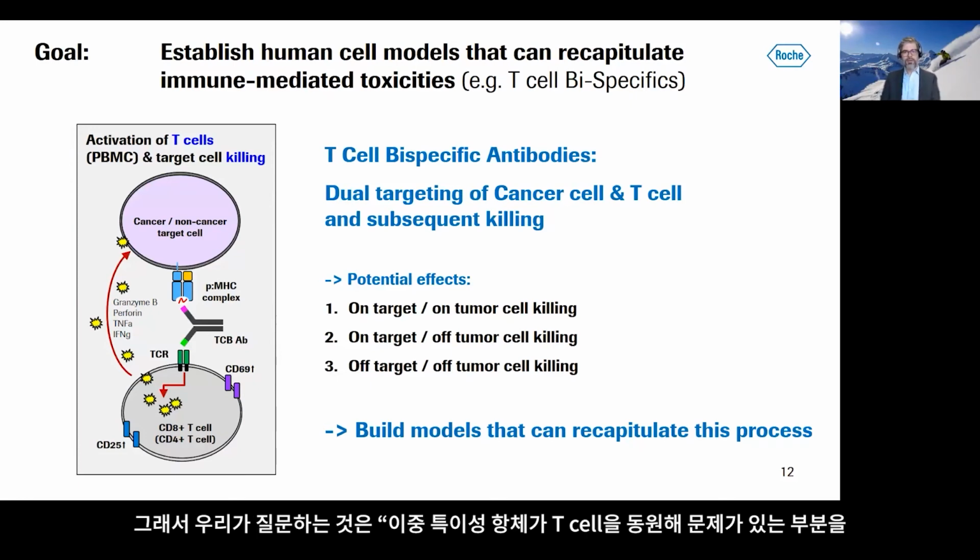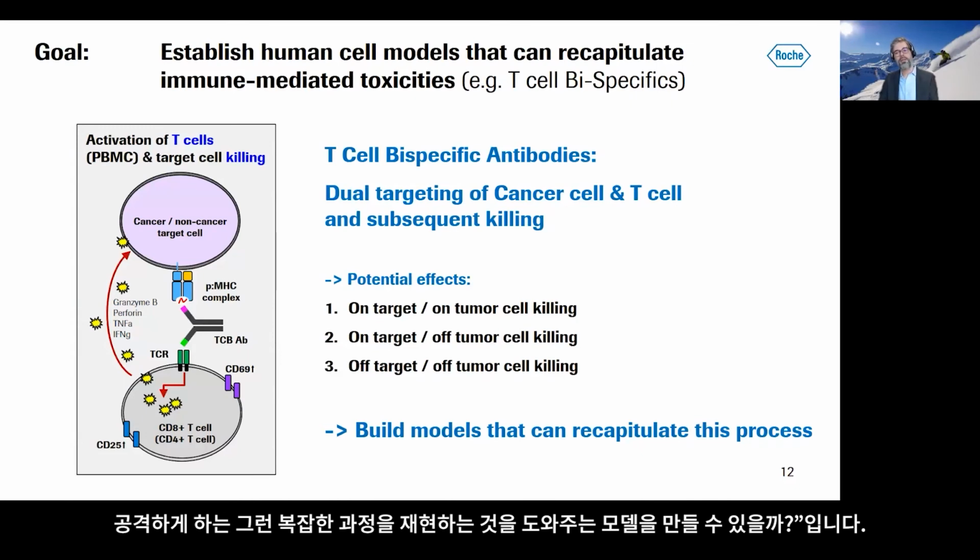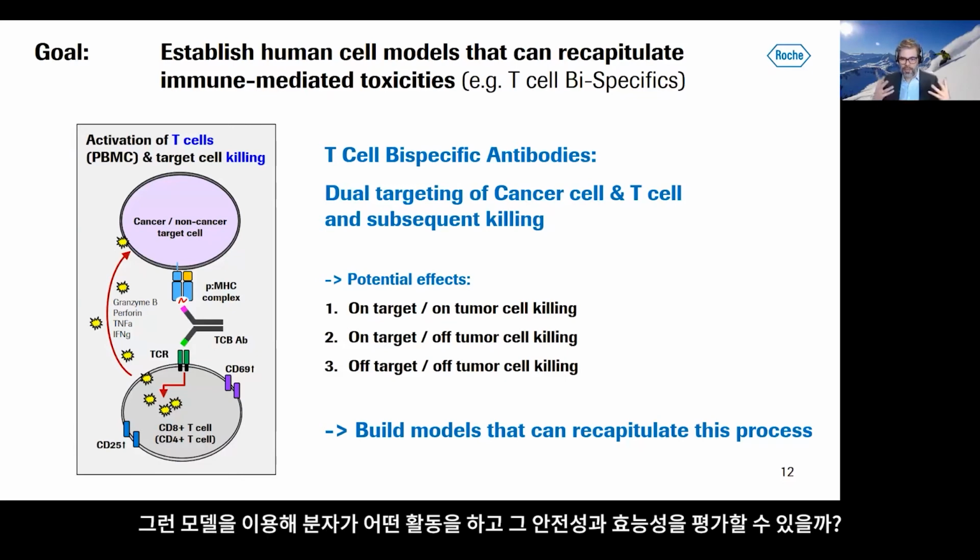So we are asking ourselves, can we build models that can help us recapitulate such a complex process where a bispecific antibody is recruiting a T cell and brings it to the site of action to induce killing? Can we use such models to assess how do our molecules work and are they safe and efficacious?